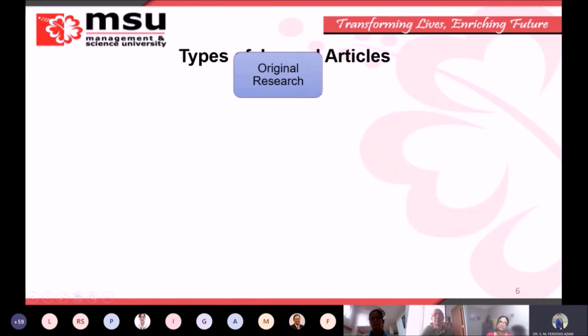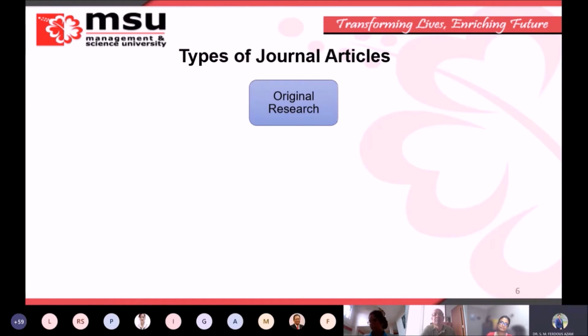Now, the types of journals or types of journal articles. Let me explain this part. Many of us are still confused about what those are. First one we call original research.